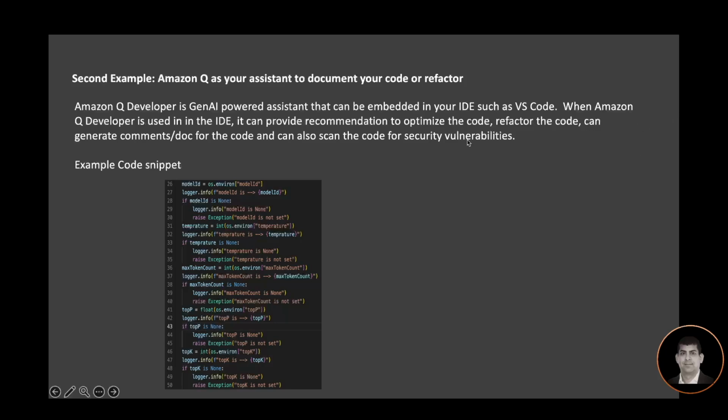So when Amazon Q Developer is used in the IDE, it can provide recommendations to optimize the code. It can refactor the code. It can generate comments and docs for the code, and can also scan the code for security vulnerabilities.